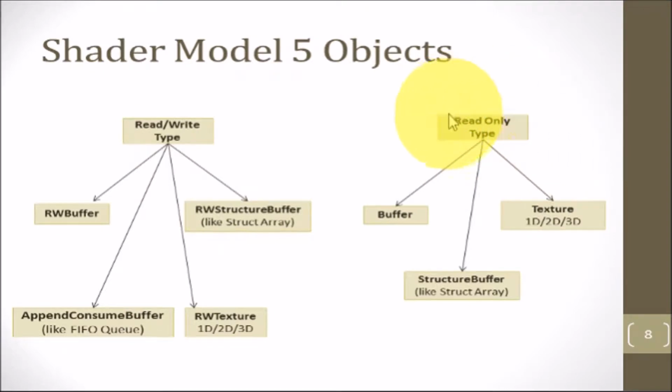Then there are read-only types which are generally used for transferring data from CPU to GPU, like buffers. These are created on CPU and populated with the memcopy, and then passed to the GPU. Then there is structure buffer and texture.